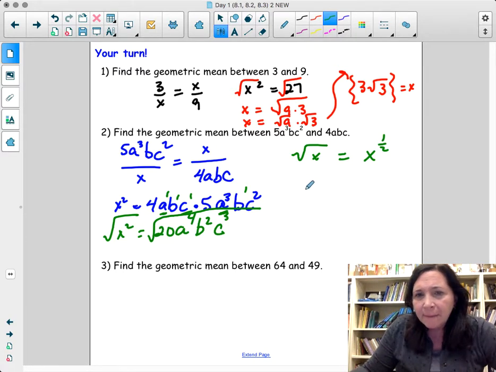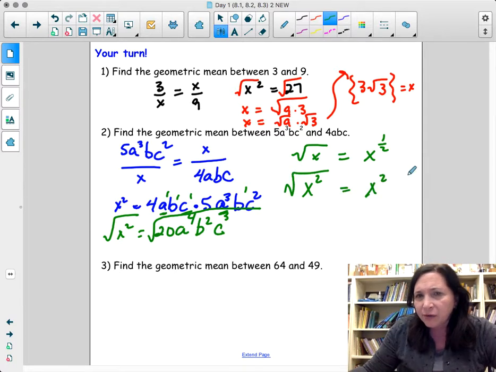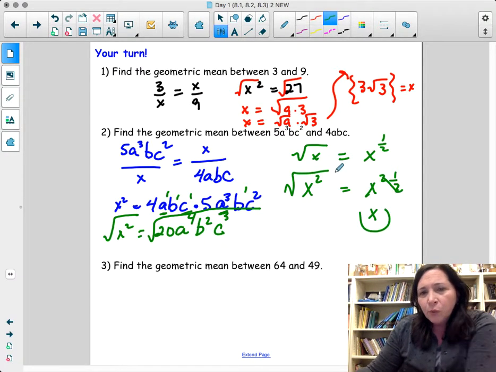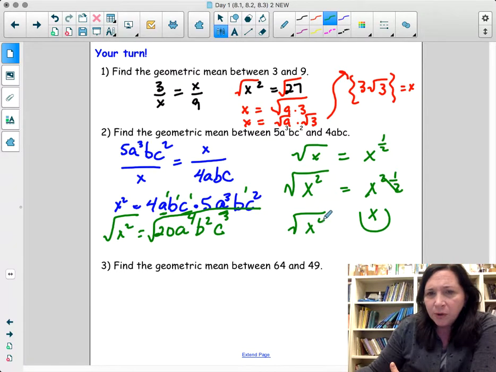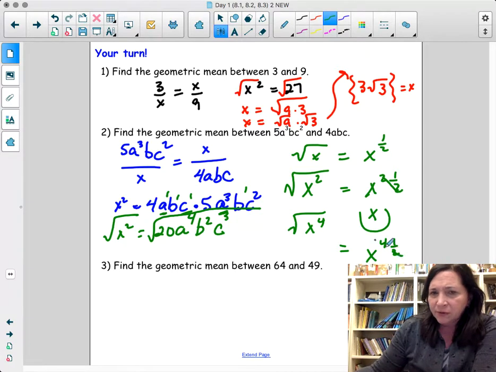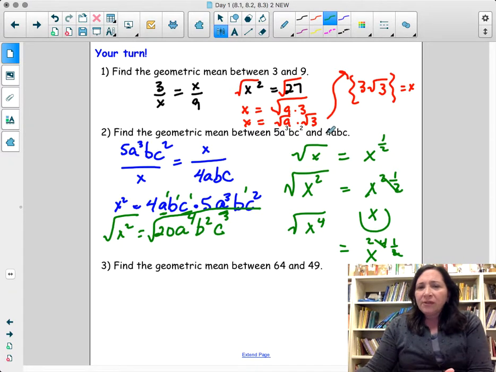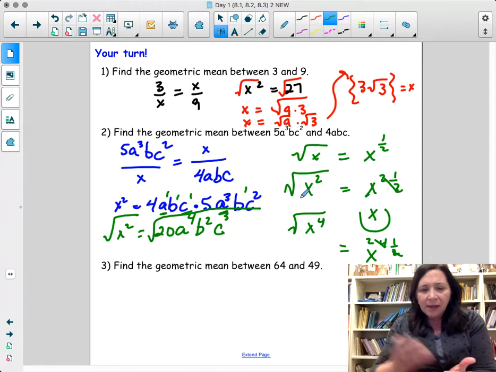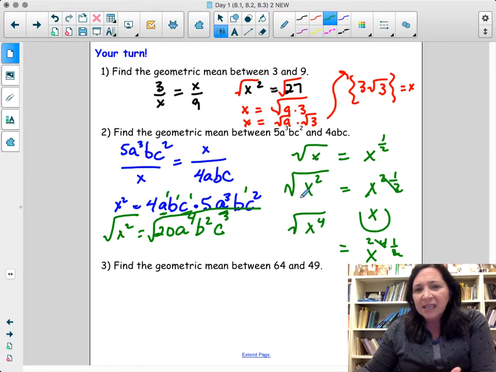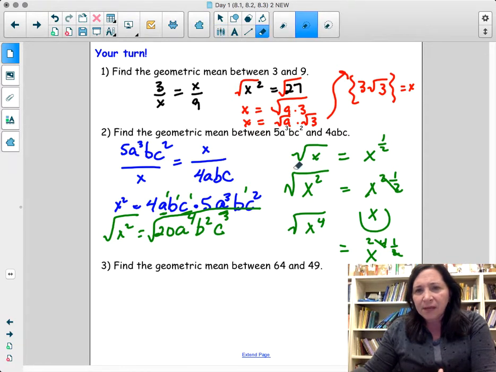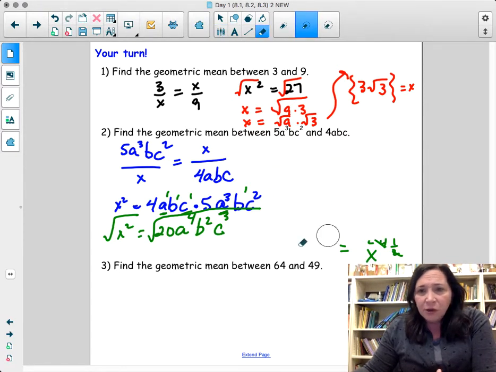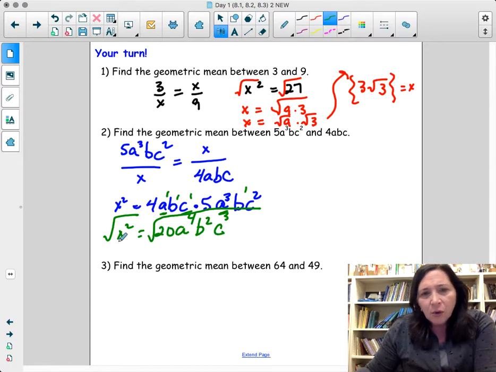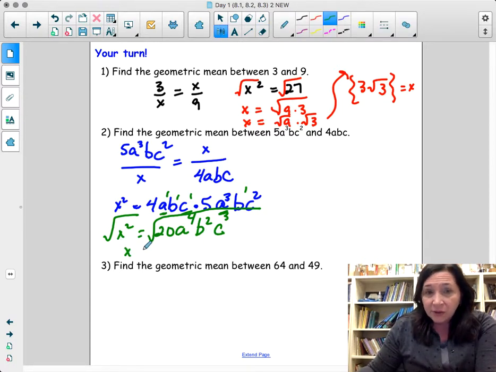So what if I had x squared and took the square root of x squared? That's x squared to the 1/2 power. The 2's cancel, and I have x by itself. What if I had x to the 4th power? That would be x to the 4th to the 1/2 power, which is x squared. So when you take a square root, you're cutting your power in half. If it's an even power, that makes it super easy. The square root of x squared is just x.